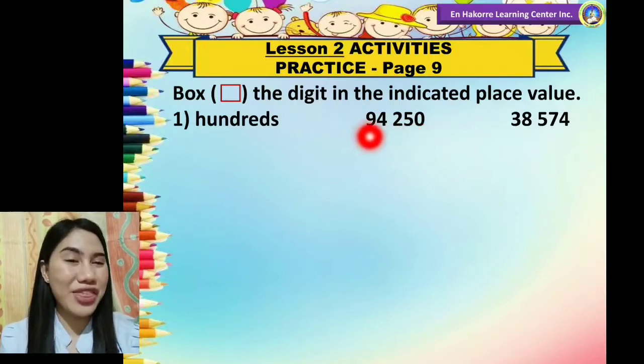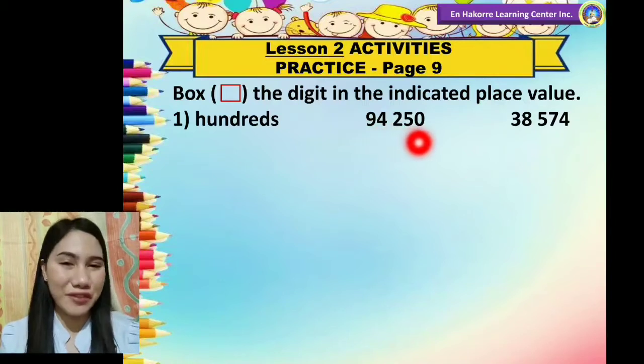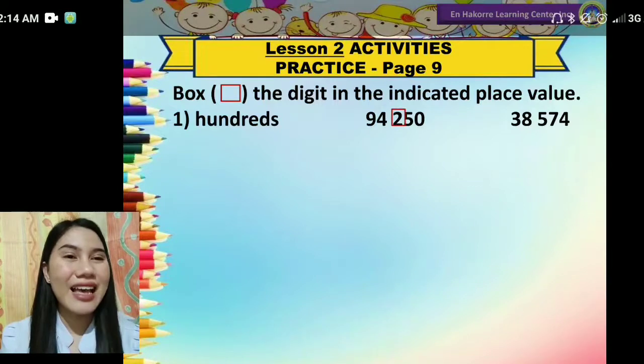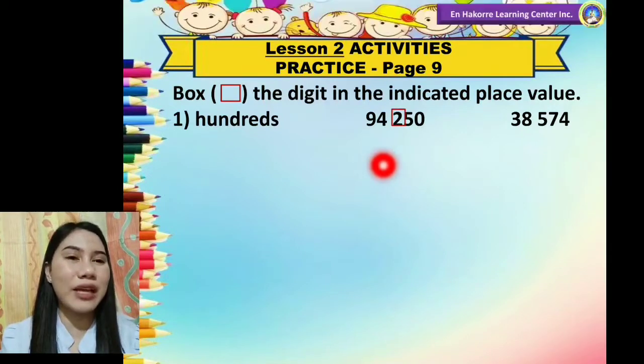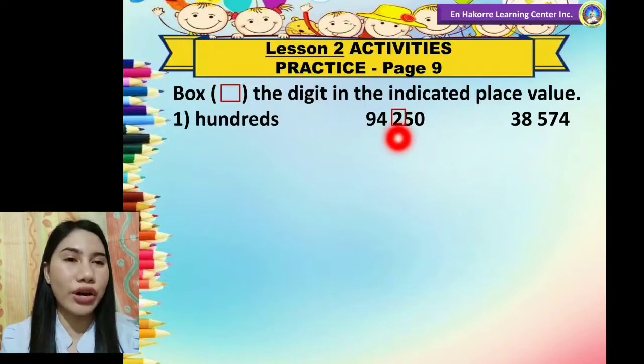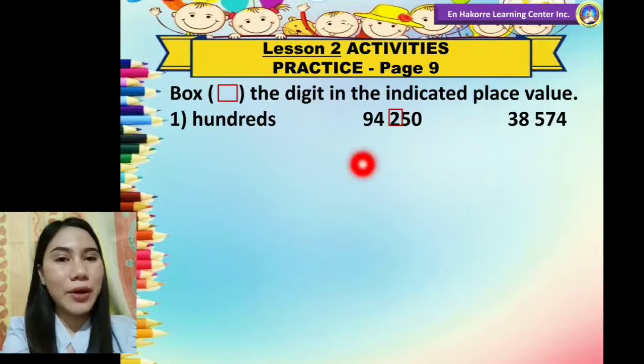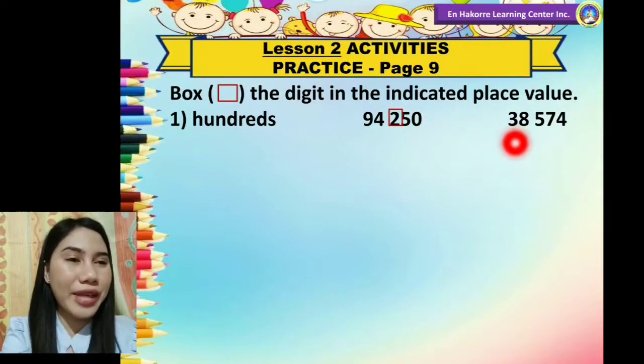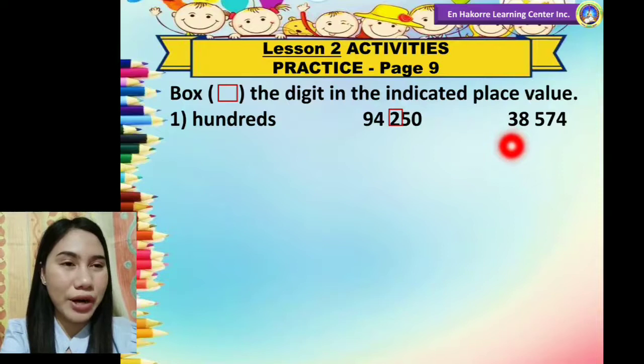Again, 94,250. What do you think is the answer? Okay, so the hundreds place can be found in the digit 2. Next, let's proceed here to 38,574.